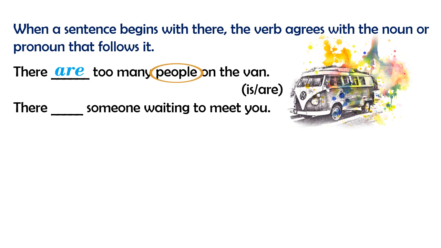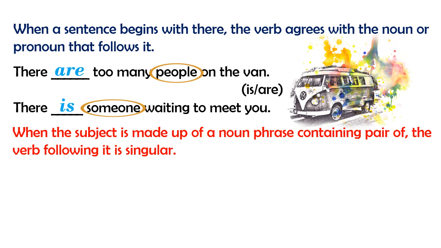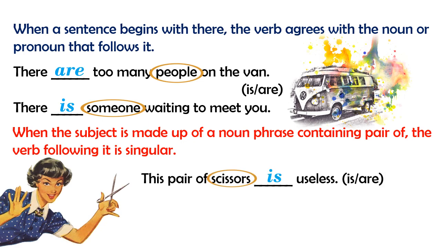There dash someone waiting to meet you. The pronoun that immediately follows the verb is someone, singular. So we use the singular verb is. There is someone waiting to meet you. Okay. What does a pair mean? A pair means one pair. So any sentence that begins with the words a pair would take only singular verb, like in this sentence. The new pair of scissors is useless.